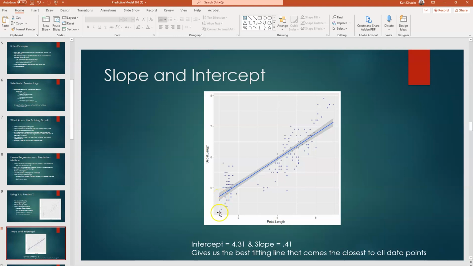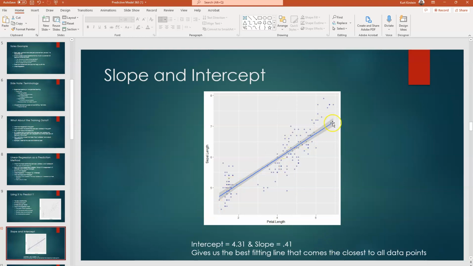That's where we start. Your slope is 0.41, which means for every unit that you move over, you go up 0.41 on the vertical axis. So we move over 1 unit, we go up 0.41. We move over 1 unit, another 0.41. You can see how each time we move over and go up 0.41, we are determining the steepness, or the slope, of the regression line, right?